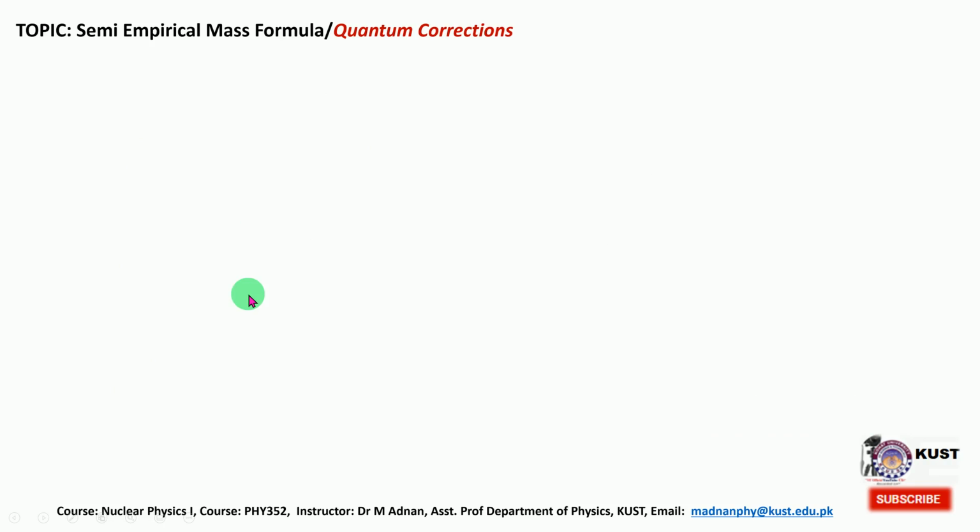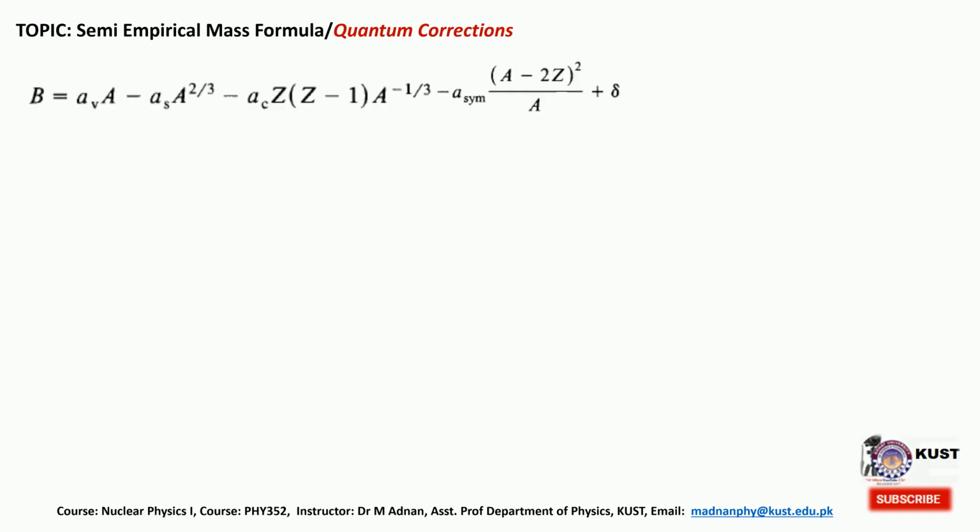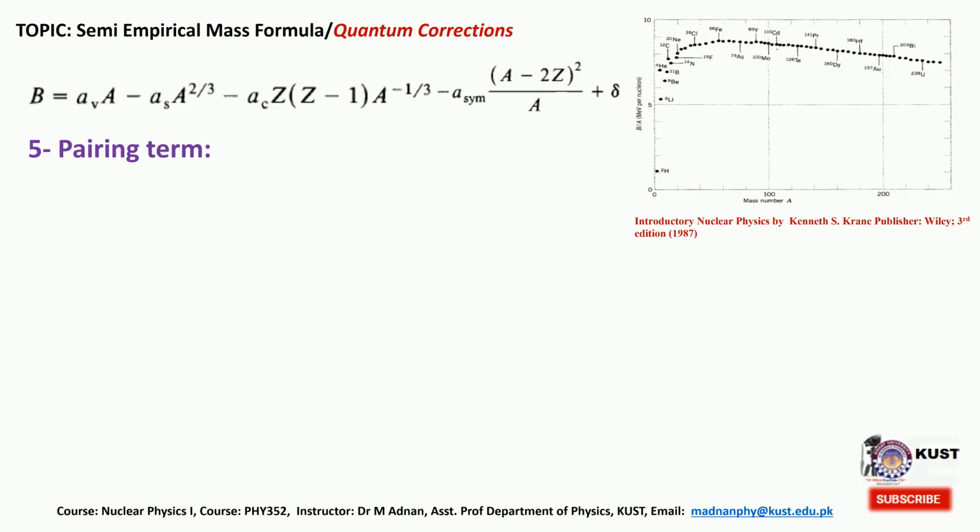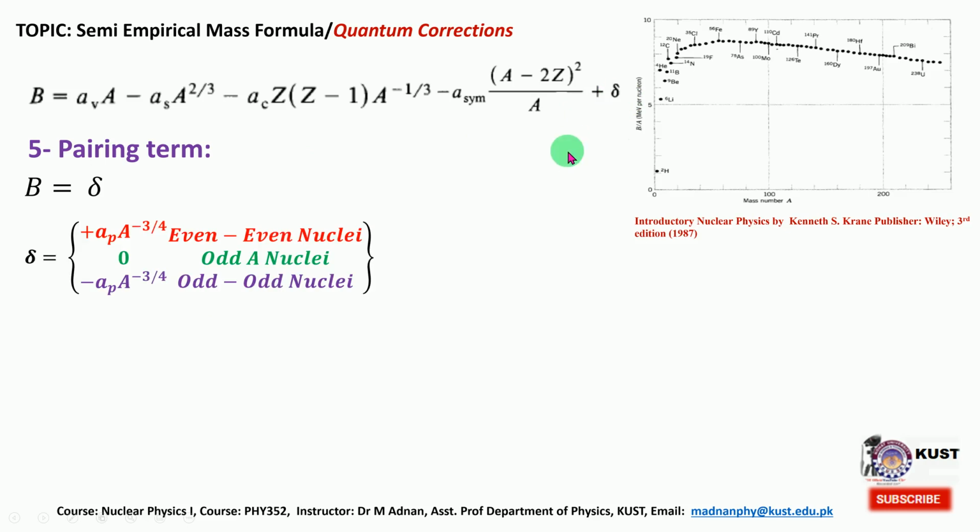After this, now we'll be describing the last term, which is the pairing term. Now this pairing term has this sigma, and that sigma can have the value plus a_P. This a_P represents the pairing constant, and again there is one with a negative sign, and then A to the power minus 3 over 4. Now this is based on the configurations of the nuclei.